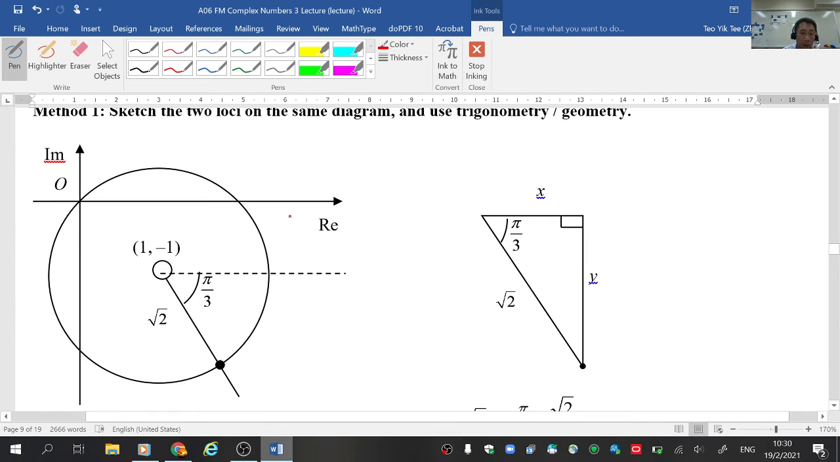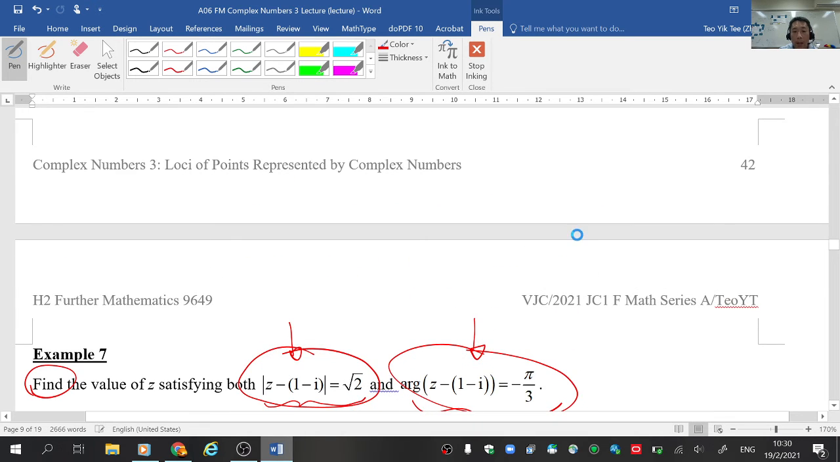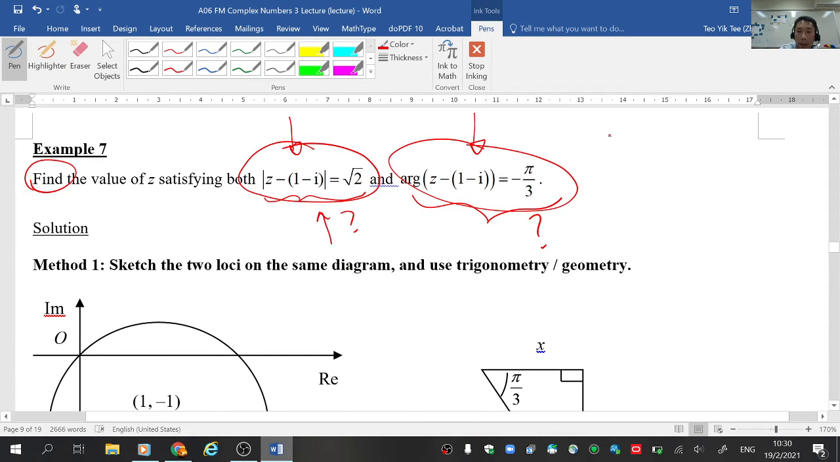When you draw a circle, take note of your few rules again. Draw in the center of the circle, give me the radius of the circle, and double check whether the circle passes through the origin or not. Thereafter, you draw in your second locus. The second locus that I have is a half line, passing through 1 minus i, making an angle of negative pi over 3.